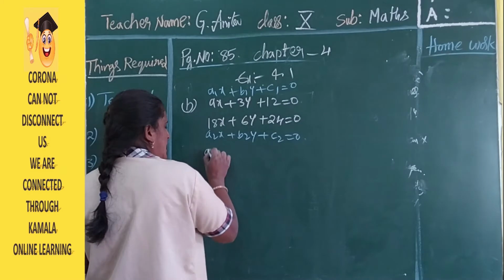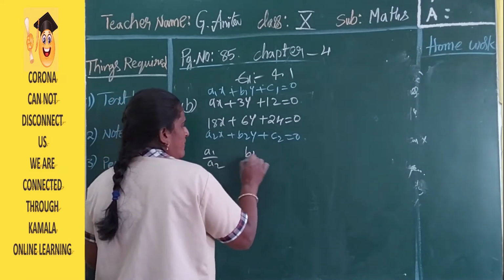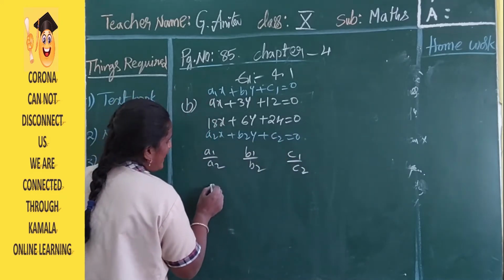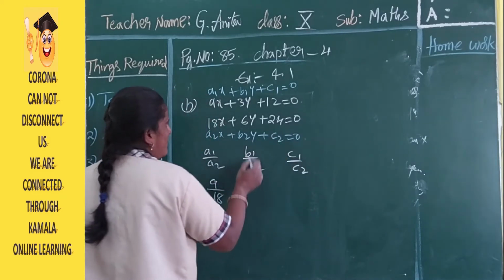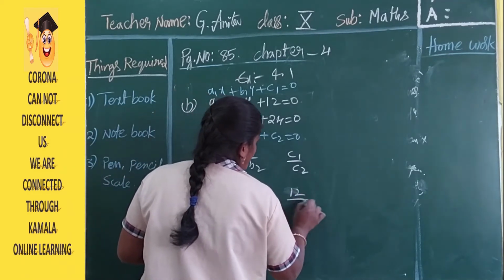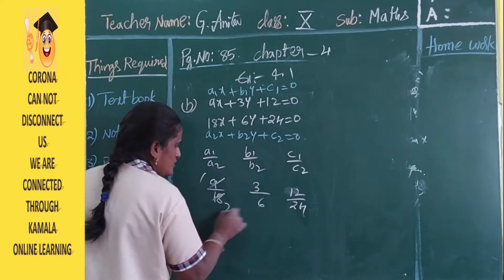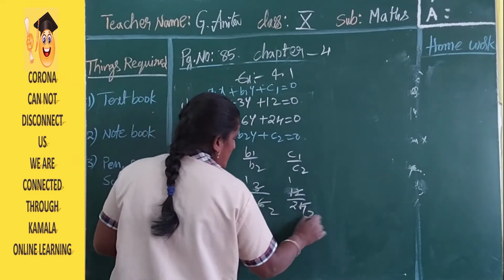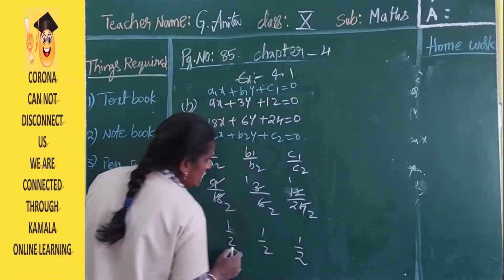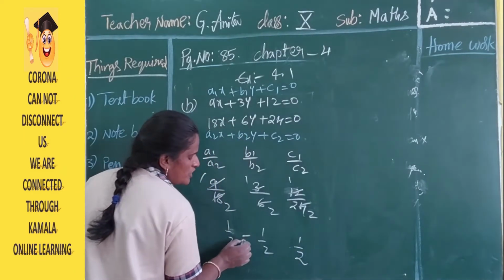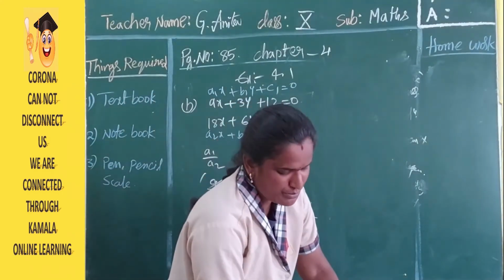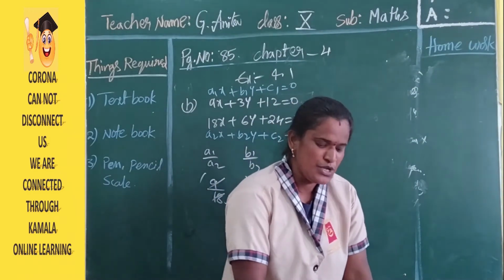Next we have to find a1 by a2, b1 by b2, c1 by c2. What is the value of a1 by a2? 9 by 18. And b1 by b2 is 3 by 6. c1 by c2 is 12 by 24. So 9 ones are 9, 9 twos are 18, 3 ones are 3, 3 twos are 6, 12 ones are 12, 12 twos are 24. So 1 by 2, 1 by 2, 1 by 2. That means all three are equal, so a1 by a2 is equal to b1 by b2 is equal to c1 by c2.